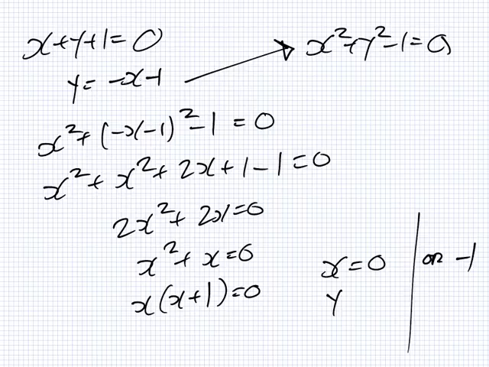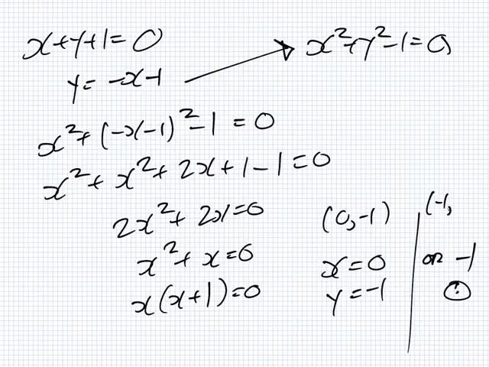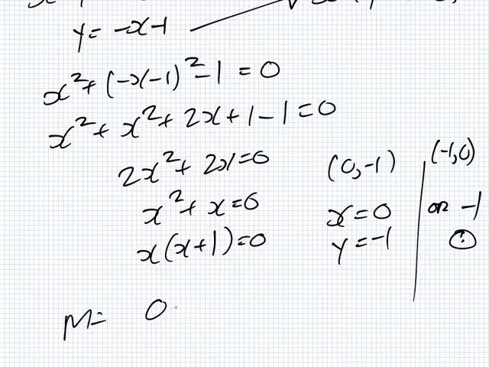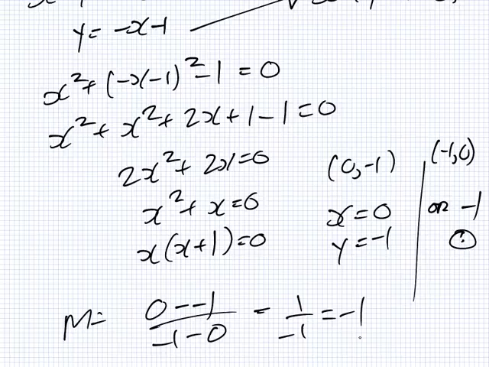y is minus x minus 1, so minus 0 minus 1 is minus 1, and the other is 0 then. So the points are (0, minus 1) and (minus 1, 0), and I want the slope here. 0 minus minus 1 over minus 1 minus 0, so minus 1 is the slope.